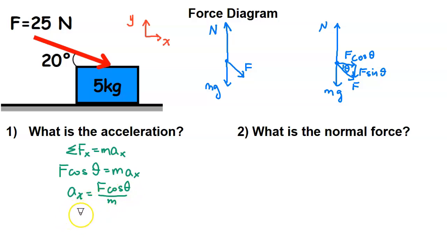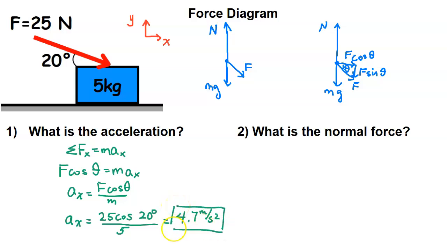Now I'm going to substitute. The F is 25 newtons, cosine 20 degrees, divided by the mass, which is 5 kilograms. If we do that calculation, we get 4.7 meters per second squared rounded, and that is our horizontal acceleration.